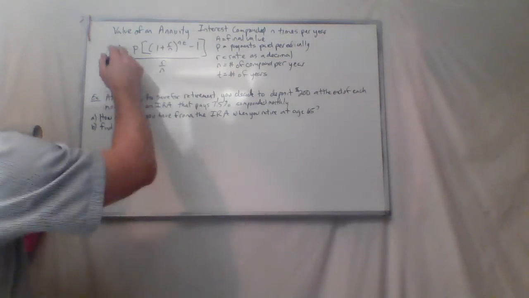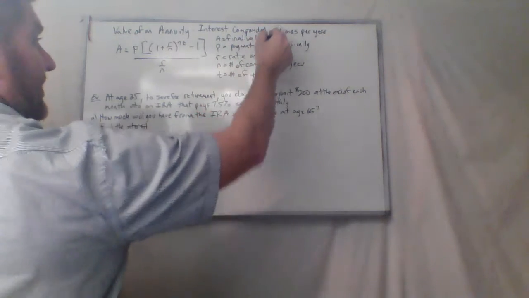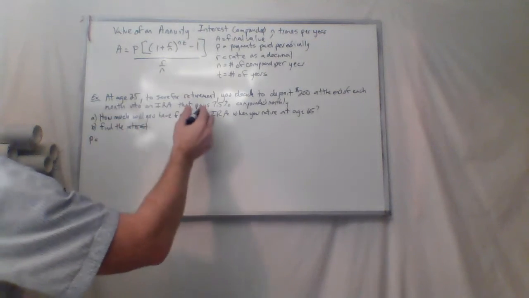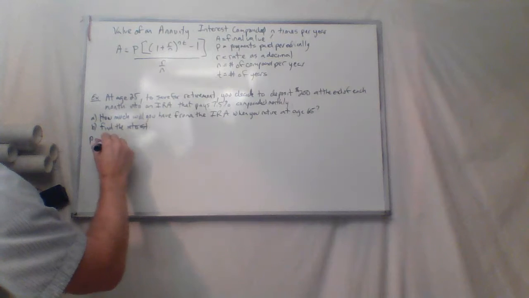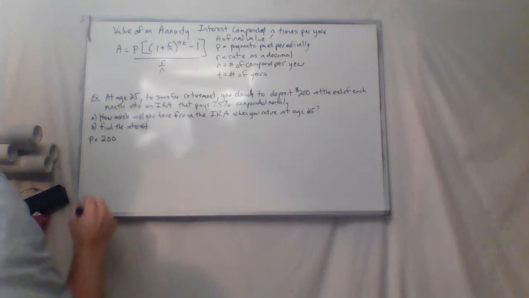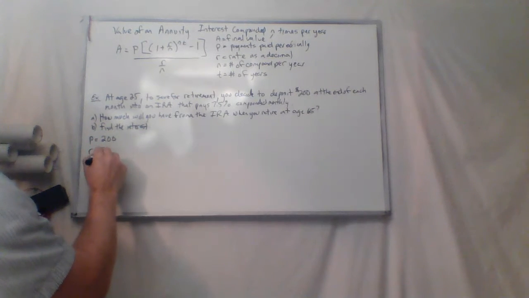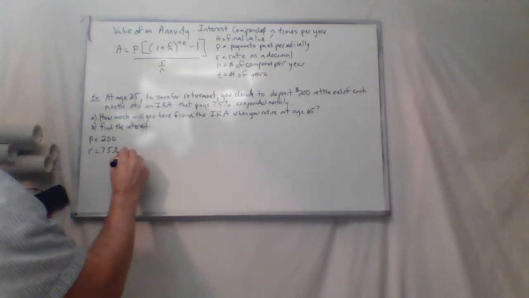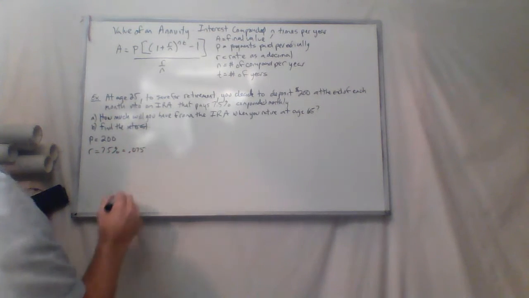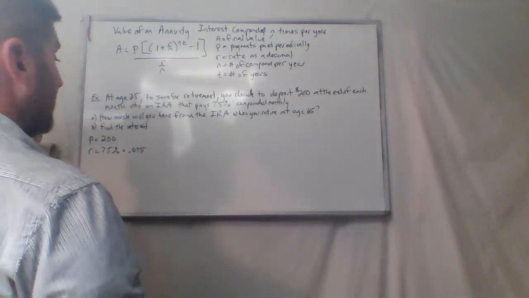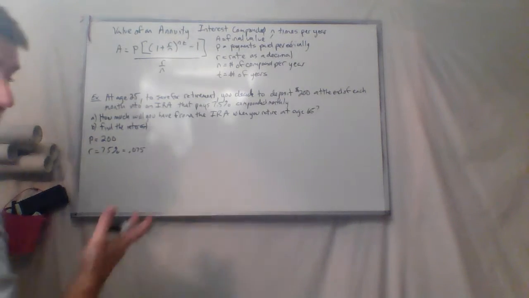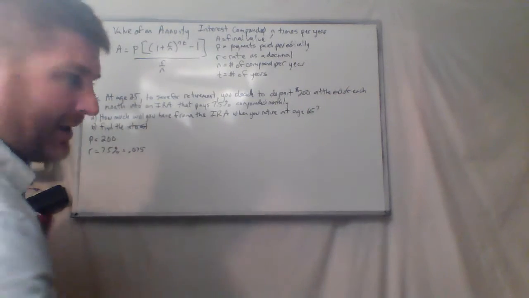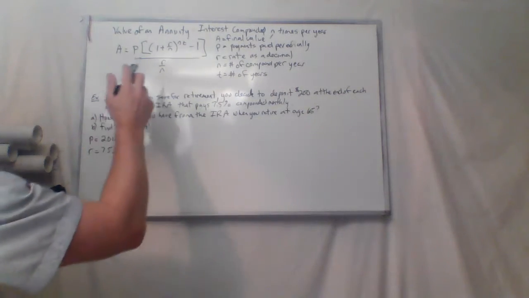So I'm looking for A, what is the final value? What are the payments we're making per month? And you can see you're putting $200 in a month. So that's your P. The rate is 7.5%. So when you move the decimal over twice, R is going to be 0.075. All right. Don't put 0.75. That's 75%. That would be a really good investment. Not going to happen.